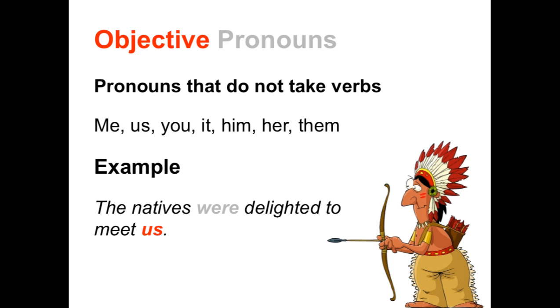The natives were delighted to meet us. The verb in this sentence is were. The subject, natives. The natives were. Us is a pronoun that is replacing a group of nouns that does not take an action in this sentence, that does not take a verb. Therefore, we use the objective form us rather than the subjective form we.